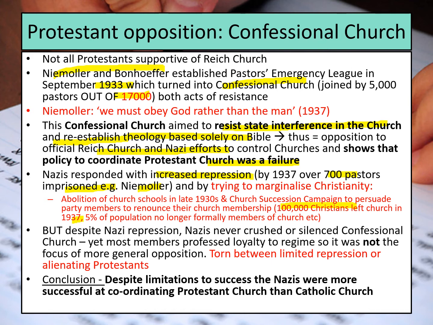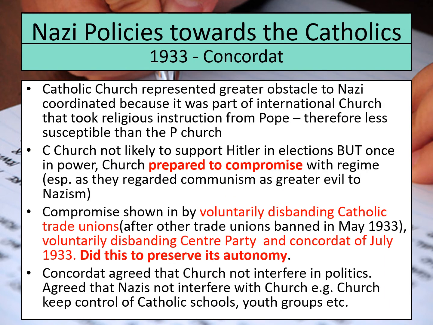So in conclusion, thinking about the success of Protestant opposition, despite the fact that there were some limitations to success, despite the fact that the Confessional Church existed and had a significant amount of support, with almost a third of the Protestant leaders joining it, they were generally more successful at coordinating the Protestant Church still than they were with the Catholics. You also need to know about Nazi policies towards the Catholics and how this differed from the Protestants.